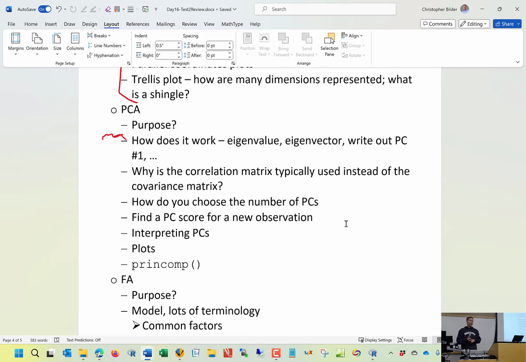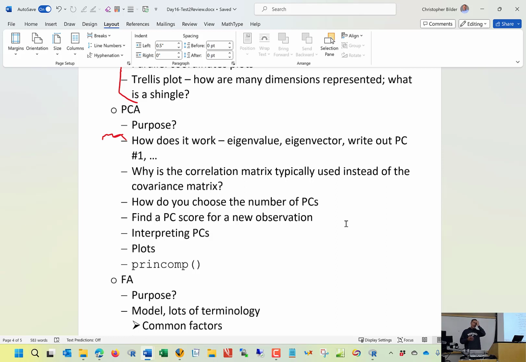Can you write out principal component number one? Maybe I ask you to run princomp, but tell me what principal component number one is. Actually write it out formally yourself. You've got to be careful in terms of how you write it out. Are we talking about the original variables? Are we talking about the standardized variables?